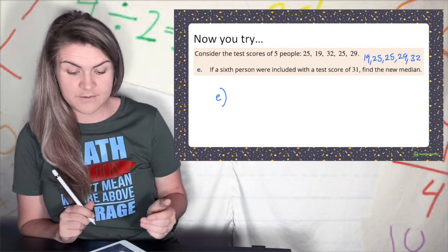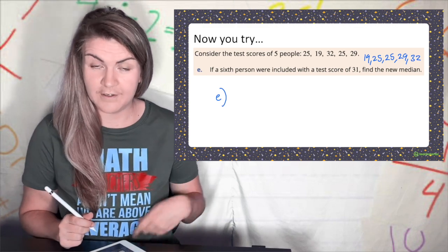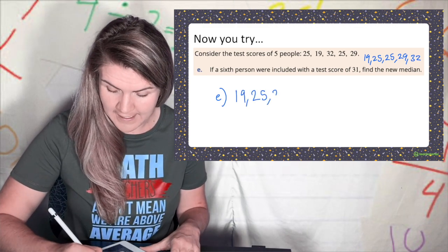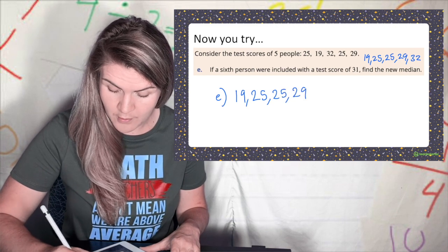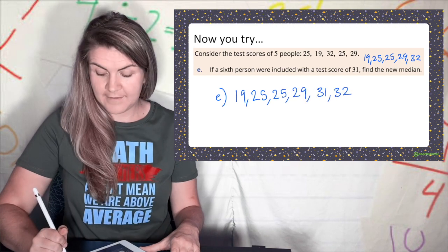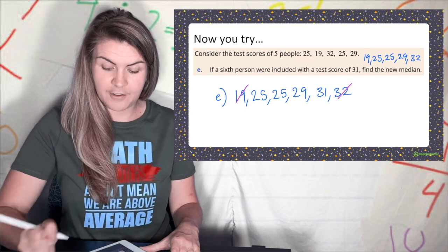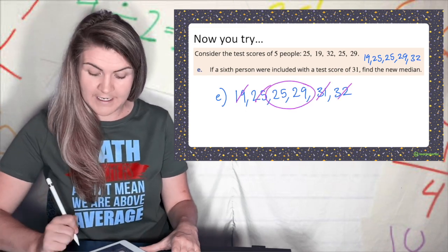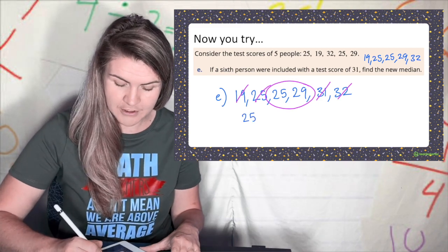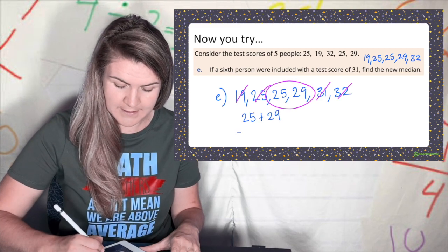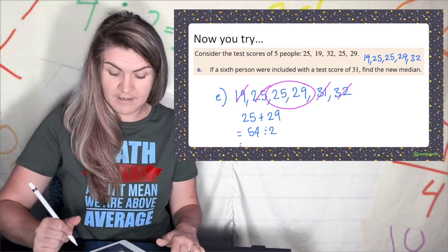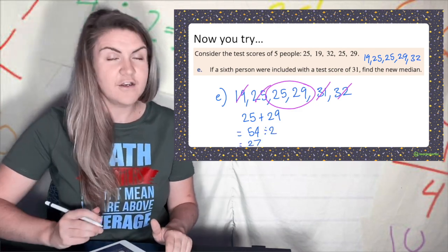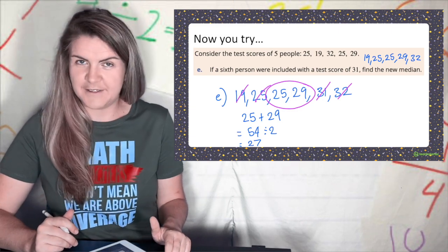If a sixth person was included with a test score of 31, find the new median. So I'm writing out my new set of data, adding in the new test score, which is 31. Now that I've got it in ascending order, I can cross from top and bottom until I have only one or two numbers left. I have 2, so I need to find the average. 25 plus 29 equals 54. I've added two numbers together, so I'm dividing by 2 to get 27. The new test score median is 27.